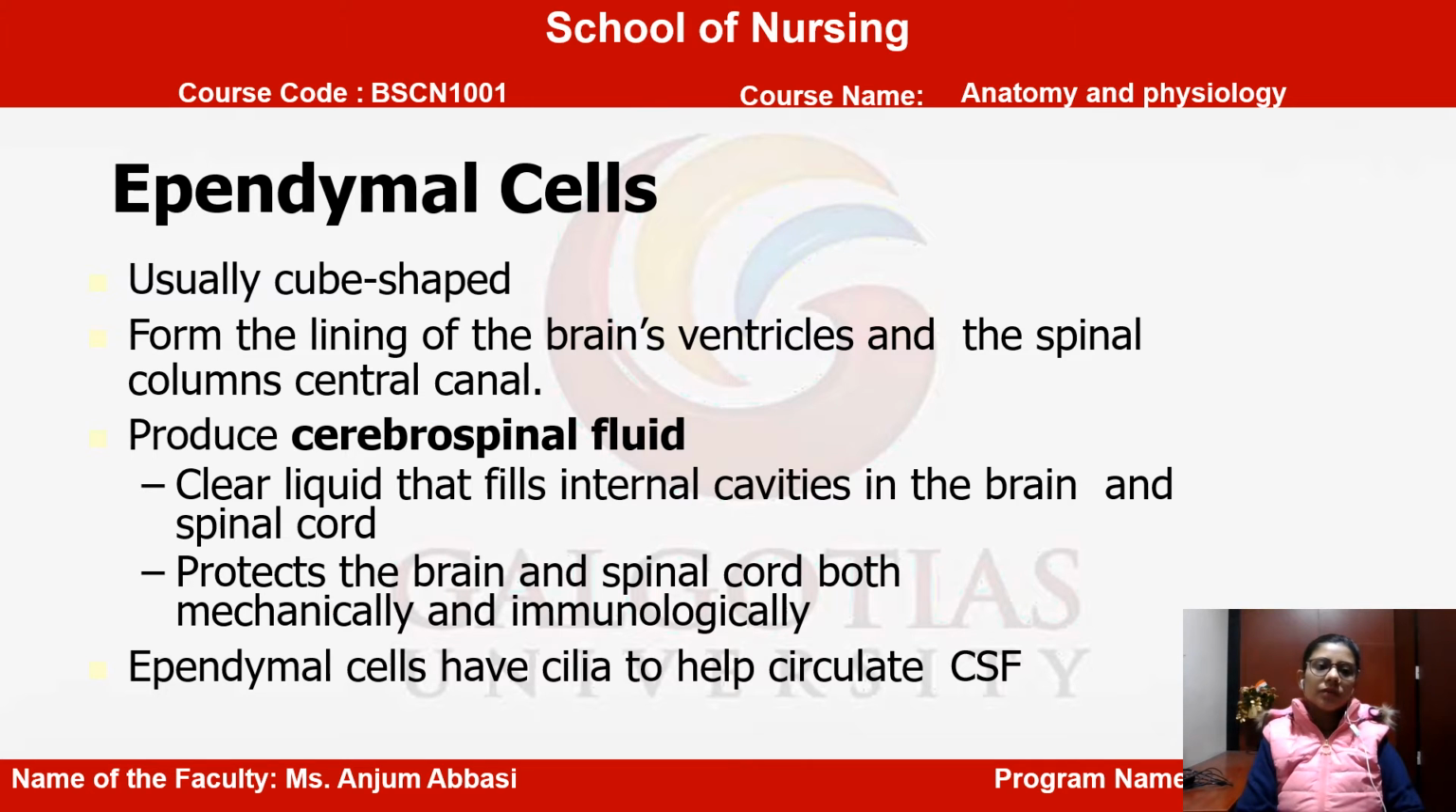Next, the second type of neuroglial cell is the ependymal cell. It is usually cube shaped. It forms the lining of the brain's ventricles and the spinal cord's central canal. It produces cerebrospinal fluid, a clear liquid that fills internal cavities in the brain and spinal cord. It protects the brain and spinal cord both mechanically and immunologically. Ependymal cells have cilia to help in the circulation of cerebrospinal fluid.